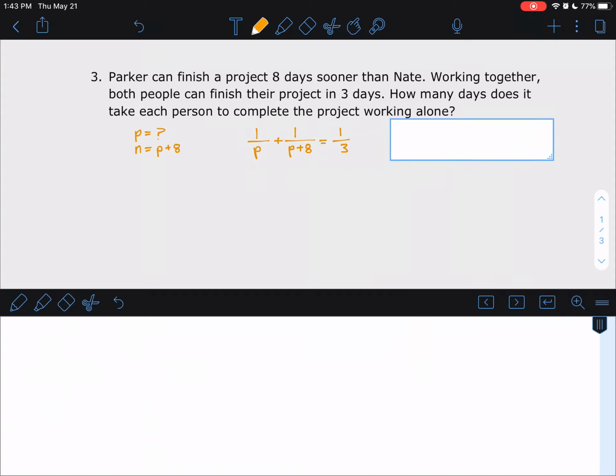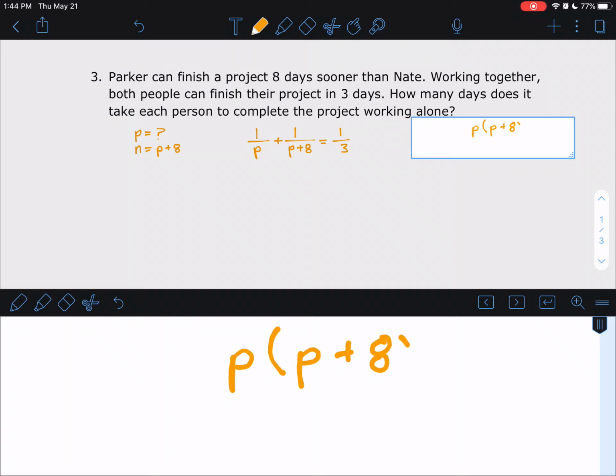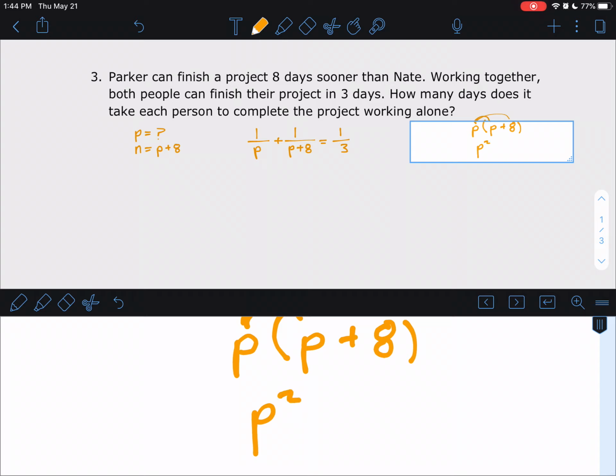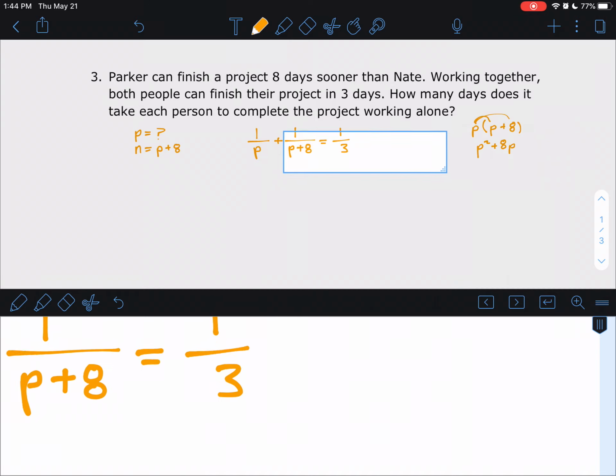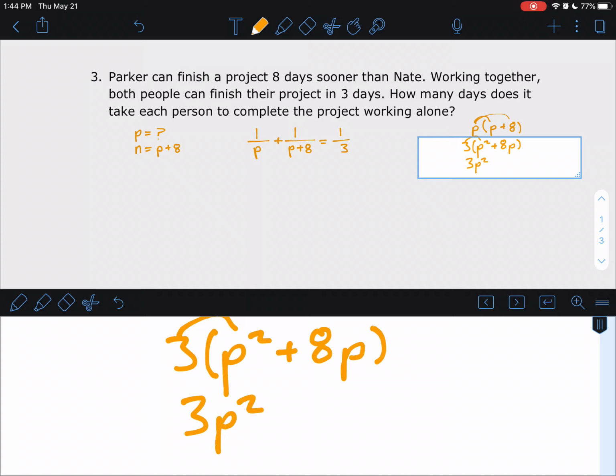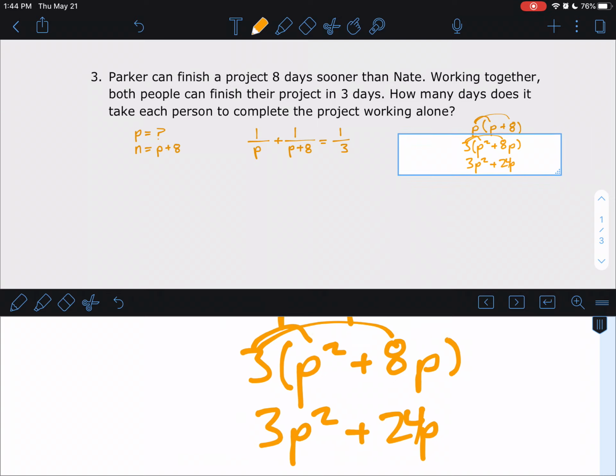So if I multiply these all together, I'll come over here and do that. So I have P times P plus 8, distribute: P times P is P squared, and P times 8 is 8P, and then I need to multiply this by 3 as well. So 3 times P squared is 3P squared. 3 times 8P is 24P. Yeah, 3P squared plus 24P. So that is going to be my common denominator when I'm doing this.